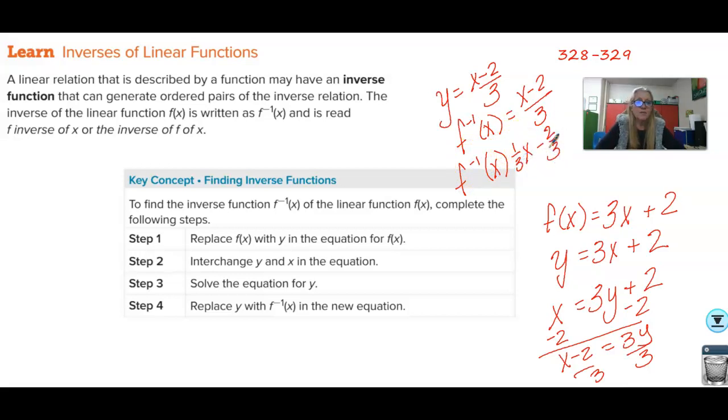Okay. But basically that's the steps. You take the f of x out, you put the y in, then you swap your x and your y, then you solve for y, and then you put f of negative 1 of x in for the y. I'll do several examples of that.